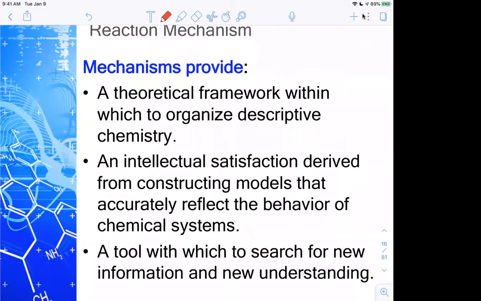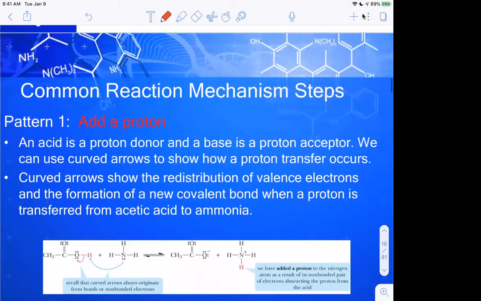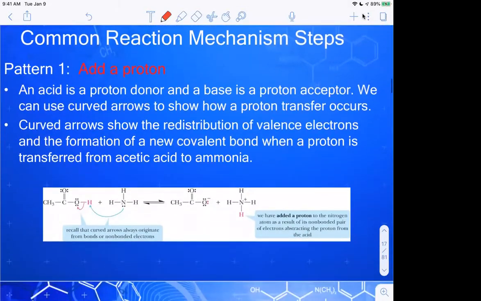It may not be evident initially, because many people find that these reaction mechanisms can be fairly difficult in the beginning. But hopefully you'll be able to appreciate this power that you get when you actually understand what's happening in a given chemical reaction. So let's go over some of these common reaction mechanisms. The first one is going to be add a proton, right? So I'm adding an H+.